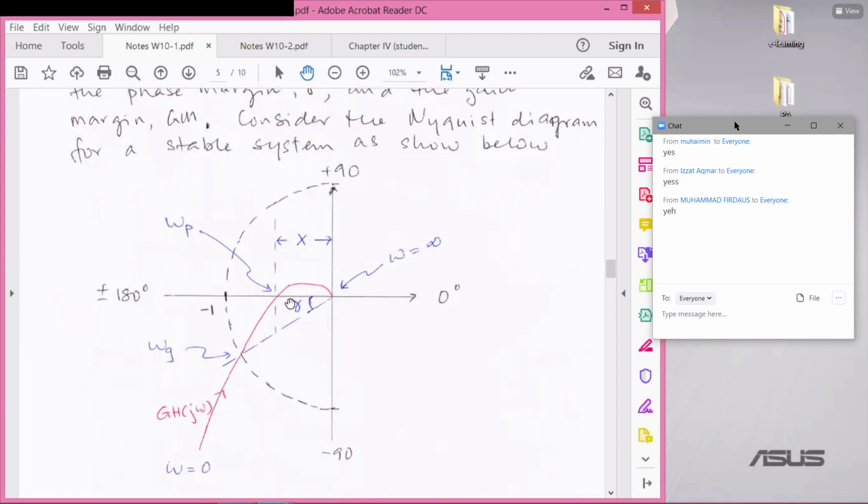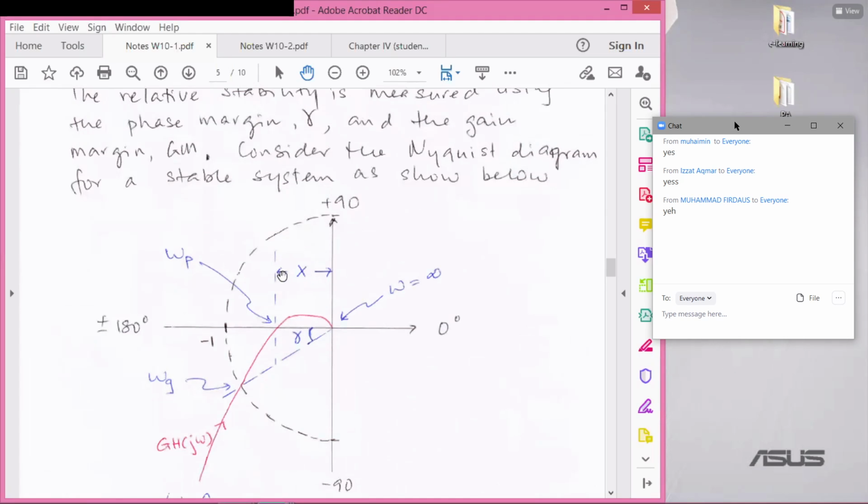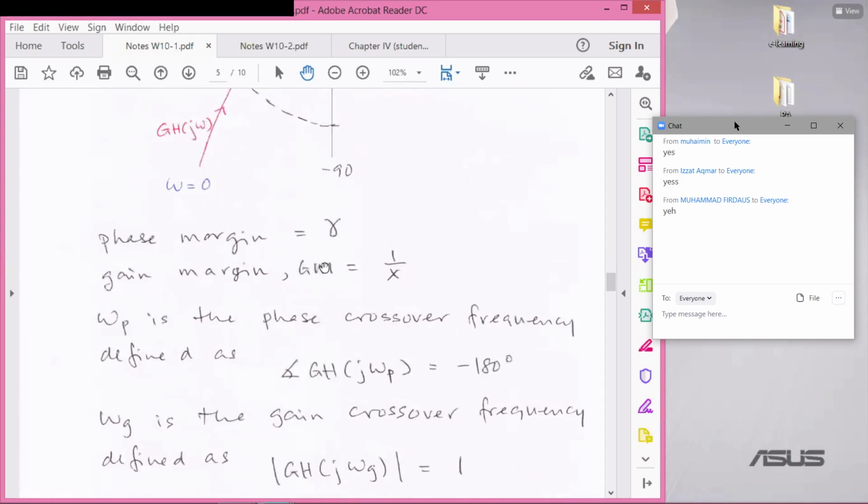So you can imagine now, when x is smaller than 1, you have your stable system. When x is equal to 1, your system is now marginally stable. So 1 over x is called the gain margin. Okay, so the phase margin is the angle gamma. The gain margin is 1 over x.